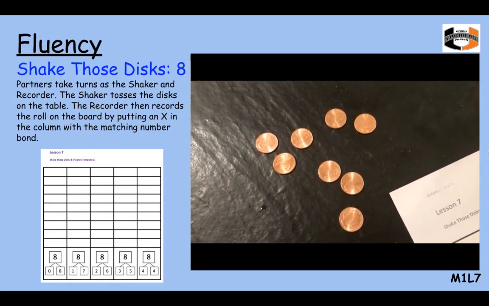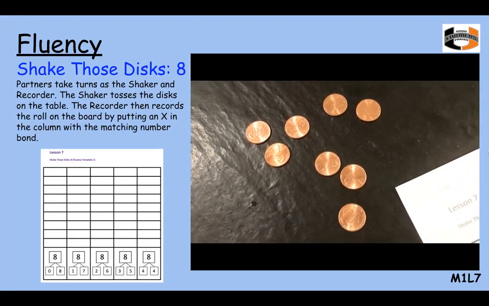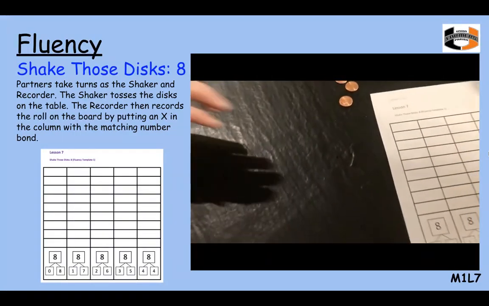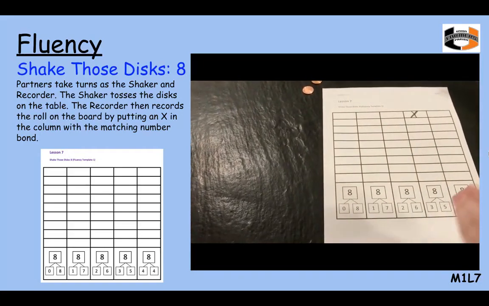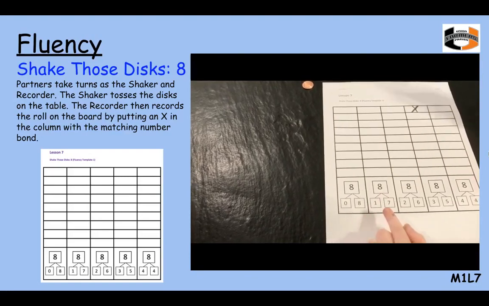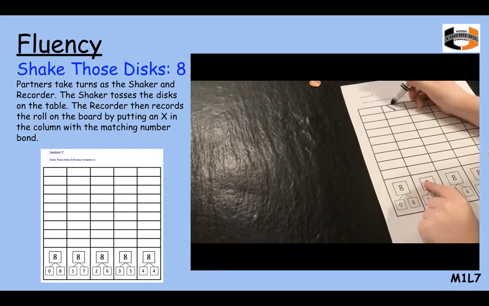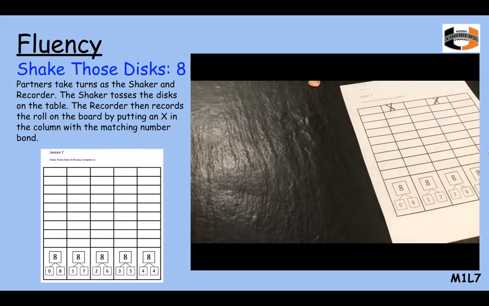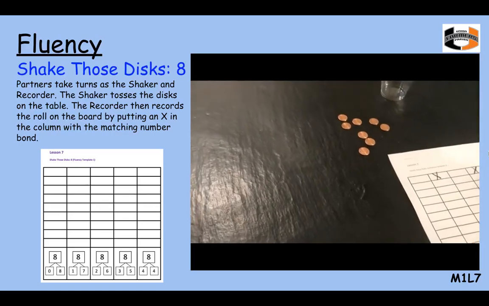One tail and 7 heads. Wow, okay. So how do I show that? Which column do I put an X in? Okay, so put your X in that column. That's saying that 8 can be made of 1 and 7. And that's how you play Shake Those Discs 8.